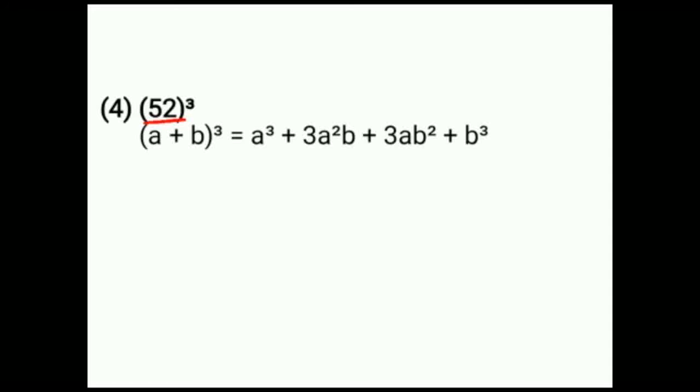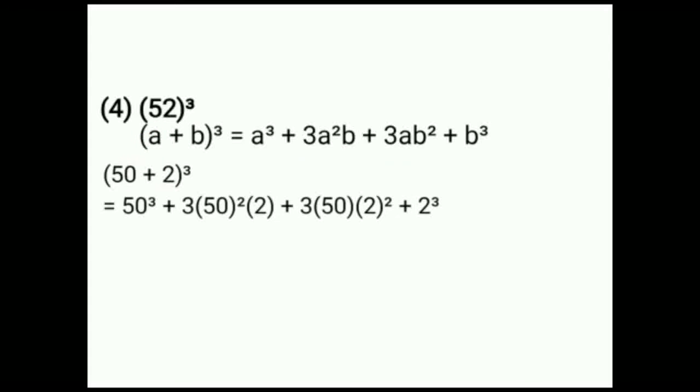Expansion form of the number 52 is 50 + 2, that is (50 + 2)³. This way you have to write if the unit place is from 1 to 5. In place of a, you have to take 50. In place of b, you have to take 2. Expansion form of the formula of (a + b)³, you have to write for this number.